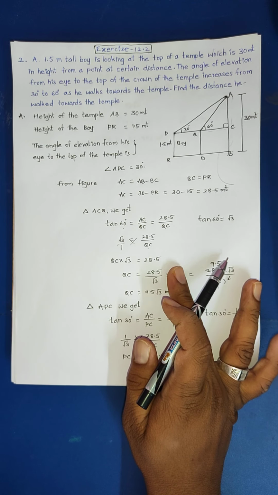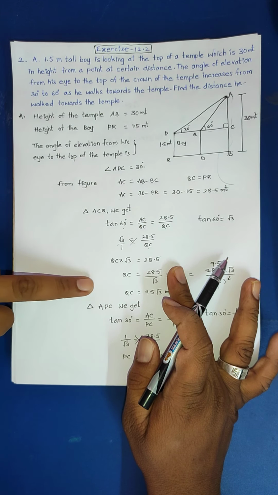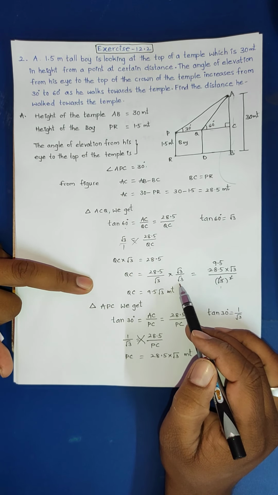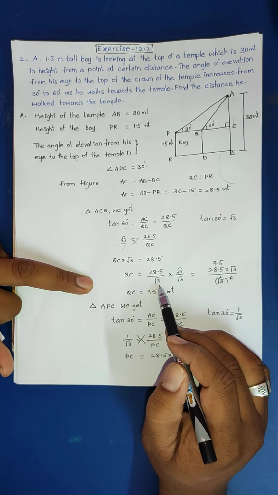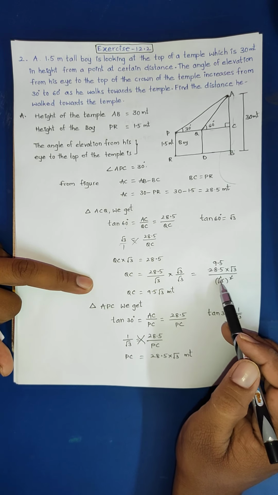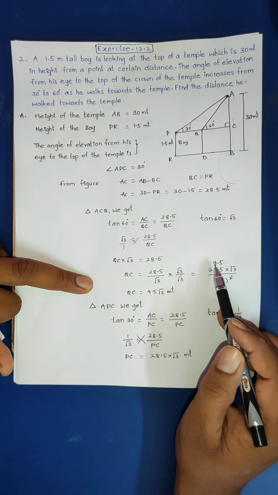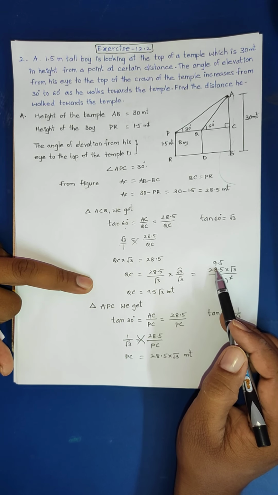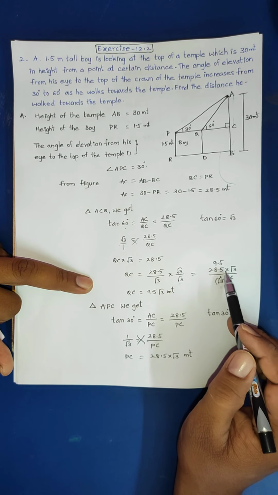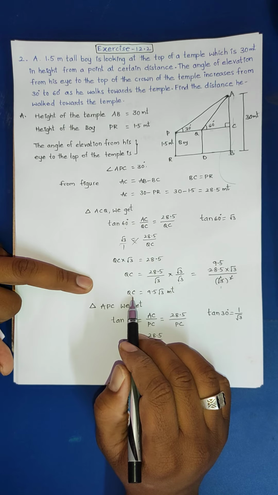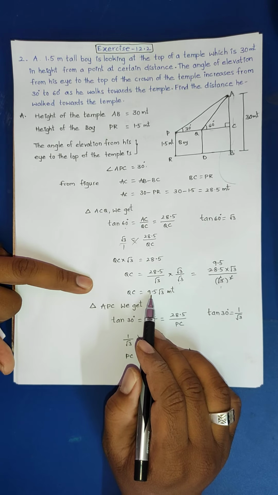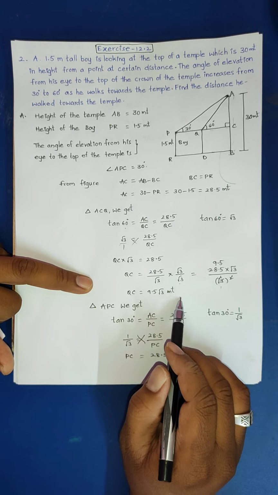To remove this root 3, we must rationalize the denominator with root 3. Root 3 by root 3. Denominator root 3 into root 3 is root 3 whole squared, and the square and root cancel. Now 3 1s are 3, 3 9s are 27, 1 is remaining, and this 5. Same point place, 3 5s are 15. So QC, the adjacent side of the small triangle, is equal to 9.5 root 3 meters.